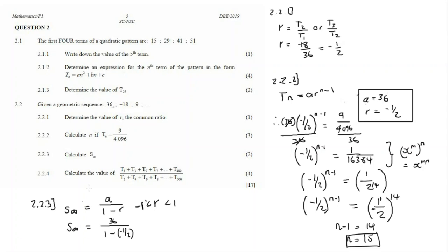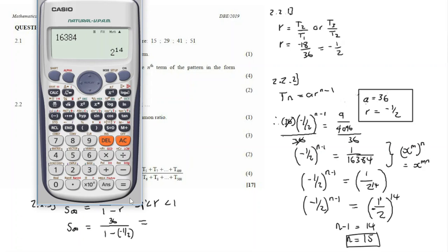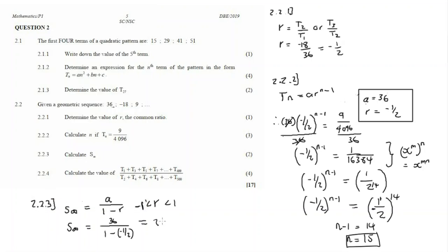So we can use the formula for the sum to infinity. It means our sequence is a converging one. So therefore this is a straightforward question. It was a giveaway. Negative 1 over 2 gives us 24.